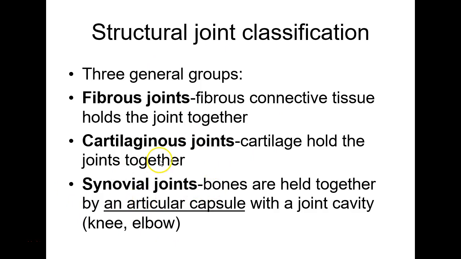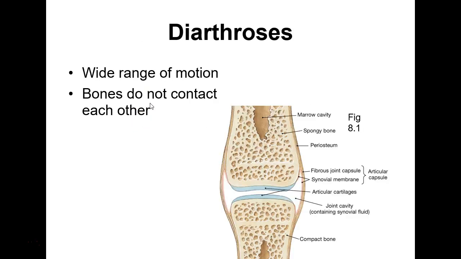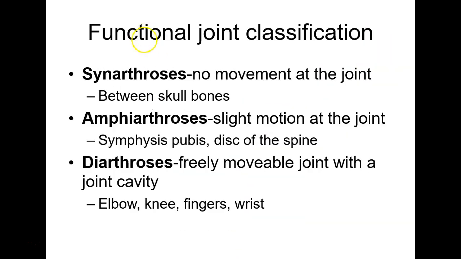All right, so don't lose your big picture here. Three big classifications of structural joints and three big classifications of functional joints. Notice all the functional joints end in arthrosis, arthroses.